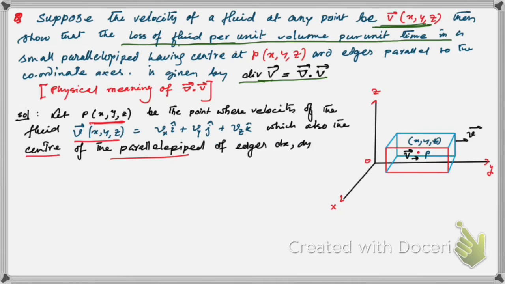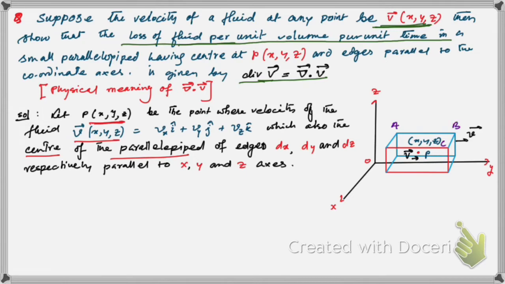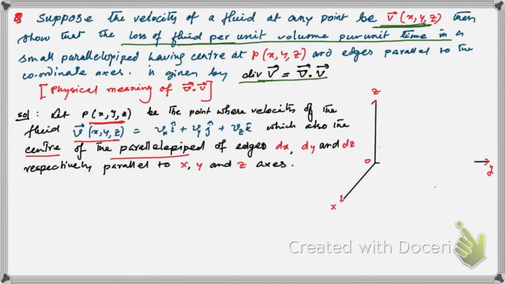Now you see, the edges dx, dy, dz, these are the edges of this parallelepiped, suppose, respectively parallel to the x-axis, y-axis and z-axis, right? So this is suppose ABCD and the bottom surface is suppose EFGH that we have taken. Here we have taken the edges: this edge along the x-axis, parallel to the x-axis, is dx, the one along the y-axis is dy, and this vertical one, parallel to the z-axis, is dz. We have taken these three edges, right? So what we can do now, here you can see dy, this is dz, this is dx. Now let me draw it more clearly.